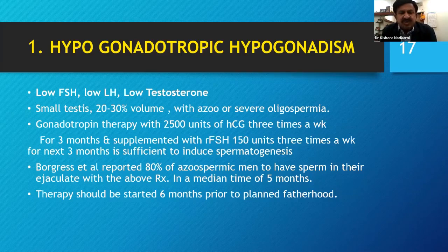In a large percentage of cases, more than 50%, patients do get sperms with this treatment. Borges et al. have reported 80% of azoospermic men to have sperm in their ejaculate in a median time of 5 months. Of course, many patients cannot afford rec FSH 150 units. In these cases, we give urinary FSH for 3 months. Therapy should be started 6 months prior to planned fatherhood. If they don't have sperms in hypogonadotropic hypogonadism, we give treatment for 6 months before we attempt a sperm retrieval.